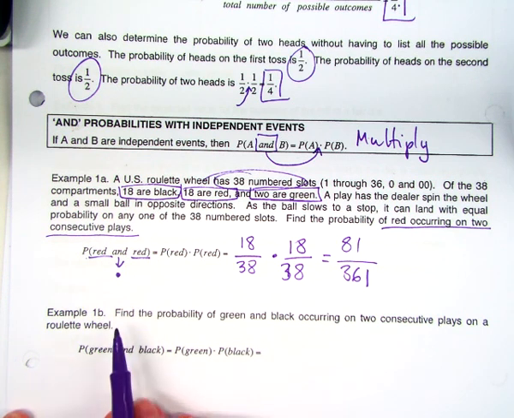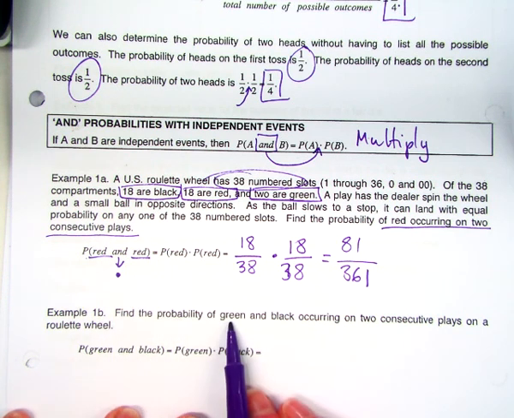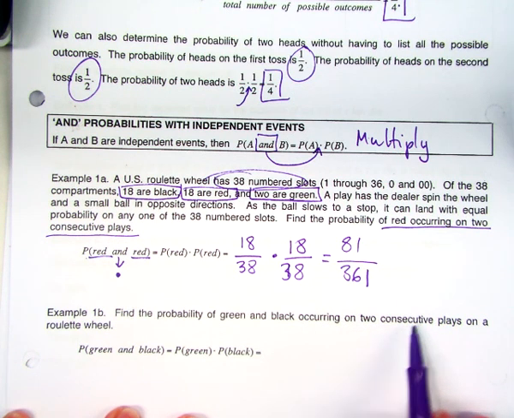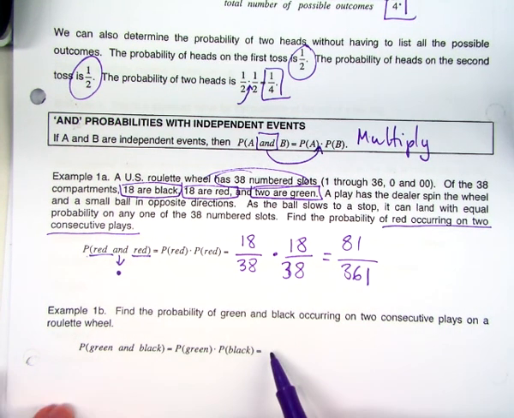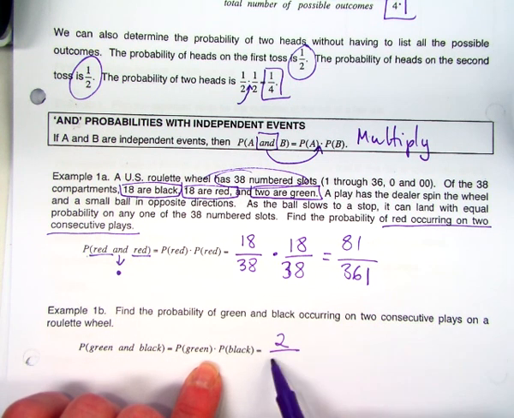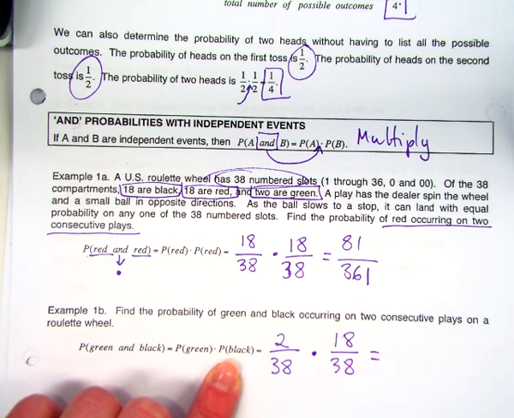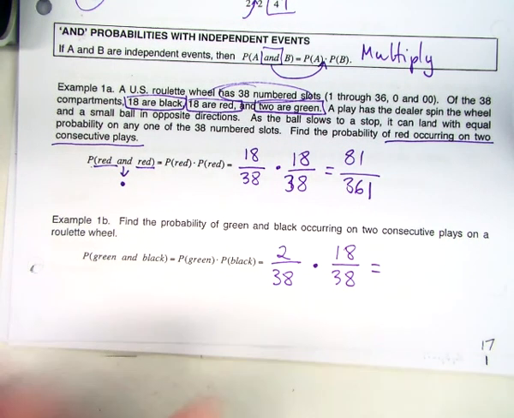Next one. Find the probability of green and black occurring on two consecutive plays. Consecutive means one right after the other. So what's the probability of green? 2 out of 38 times, there's 18 black out of 38. Multiply and reduce.